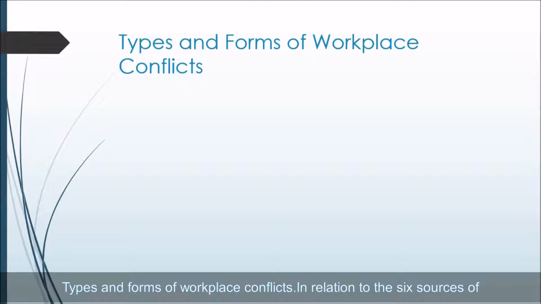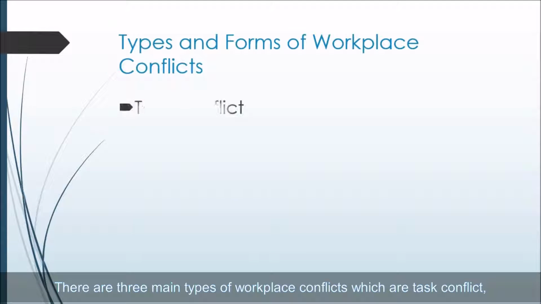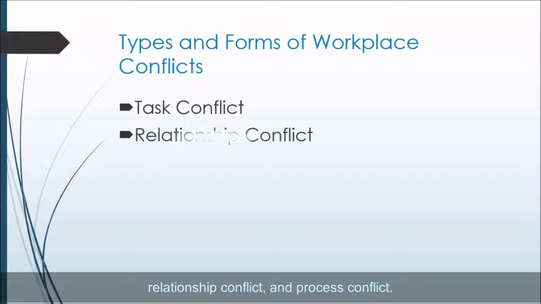Types and forms of workplace conflict. In relation to the six sources of conflict in an organization, there are types and forms of workplace conflict. There are three main types of workplace conflict, which are task conflict, relationship conflict, and process conflict.